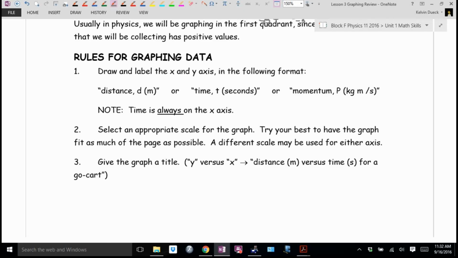Now, a title doesn't have to be To Kill a Mockingbird. No, I don't mean that kind of a title. The standard title is whatever's on the y-axis versus whatever's on the x-axis. Velocity versus time. Momentum versus impulse. Force versus acceleration. Whatever. Turn the page.